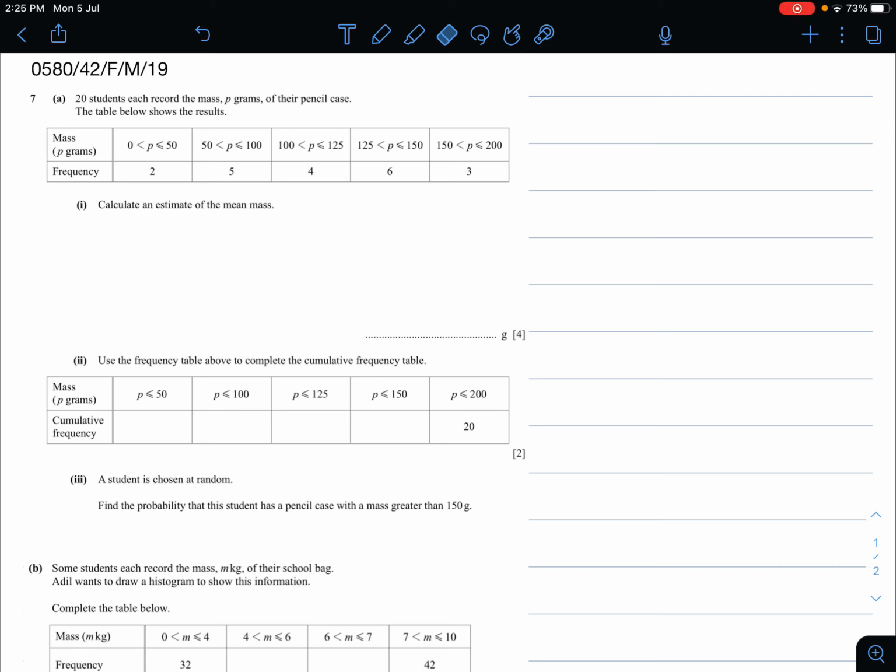Welcome to ANS Solver question 7. 20 students each record the mass p grams of their pencil case. The table below shows the results. Calculate an estimate of the mean. So mean in these cases has the formula summation fx divided by summation f.